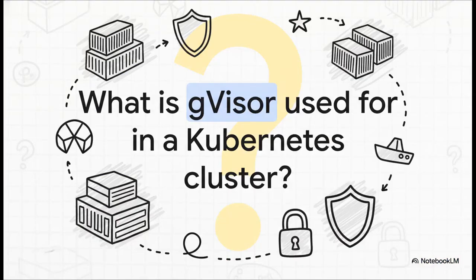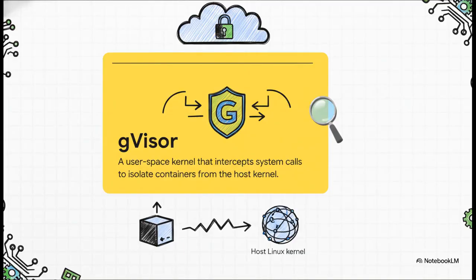So, that leads to a pretty direct question you might see. What is gVisor actually used for in a Kubernetes cluster? What's its job? And the answer is that gVisor is a sandboxed container runtime. It provides an extra strong layer of isolation. What's so cool about it is that it acts as a kind of user space kernel.